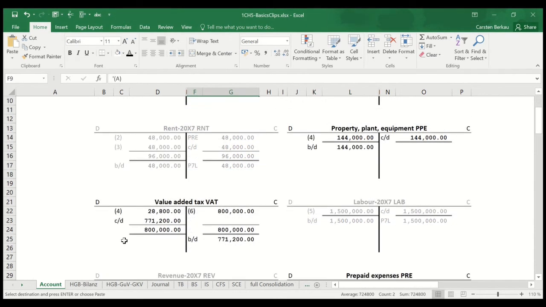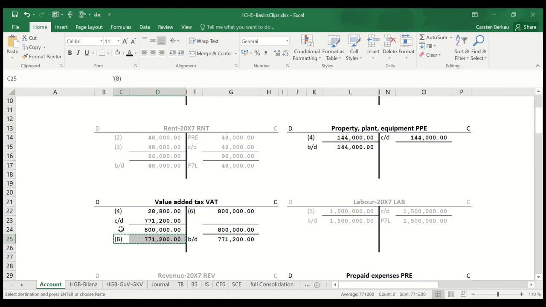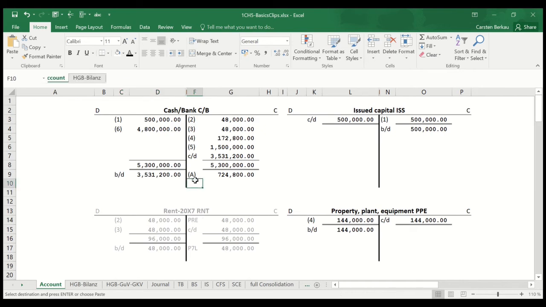Next, I pay the VAT liabilities. Bookkeeping entry Bravo is about 771,200 euros, which is a debit entry, and the credit entry is recorded in the cash bank account as well.